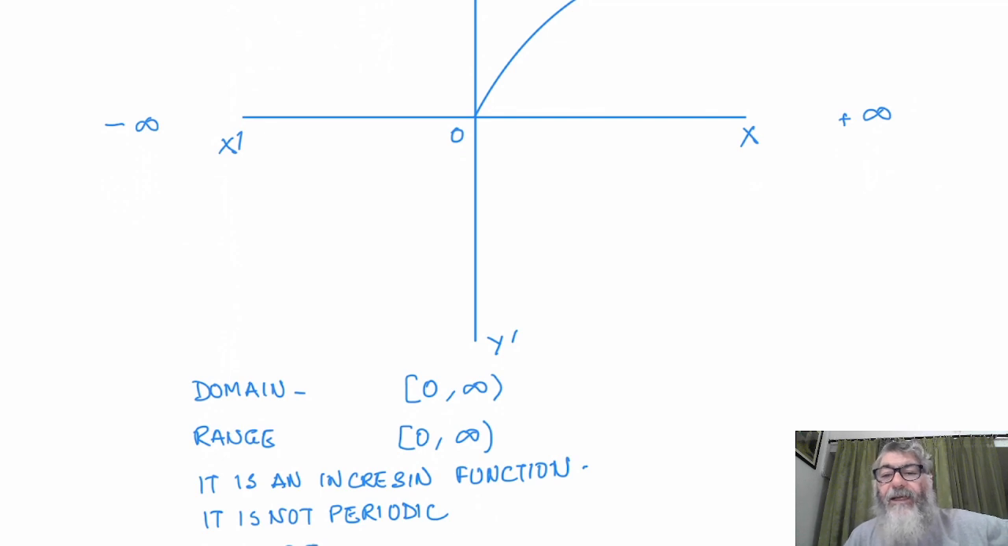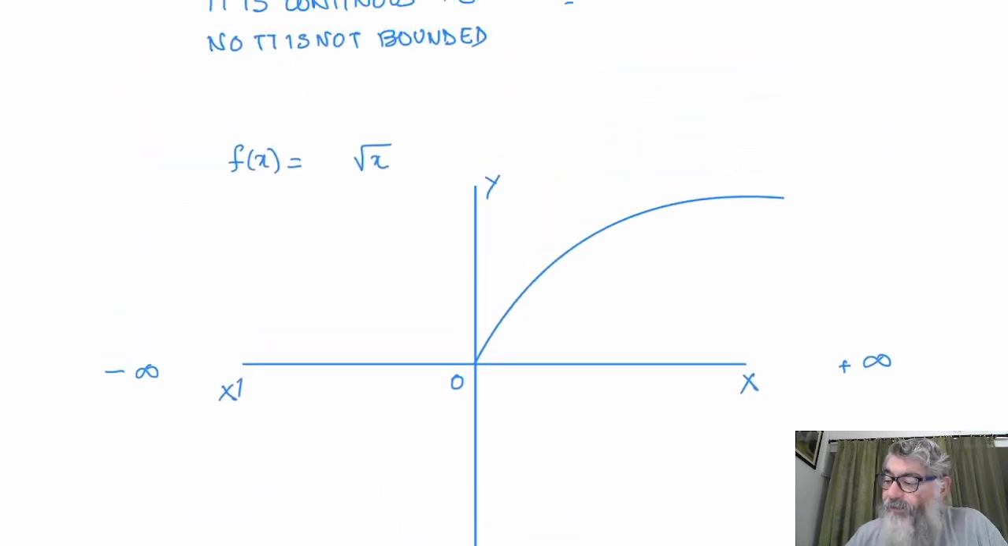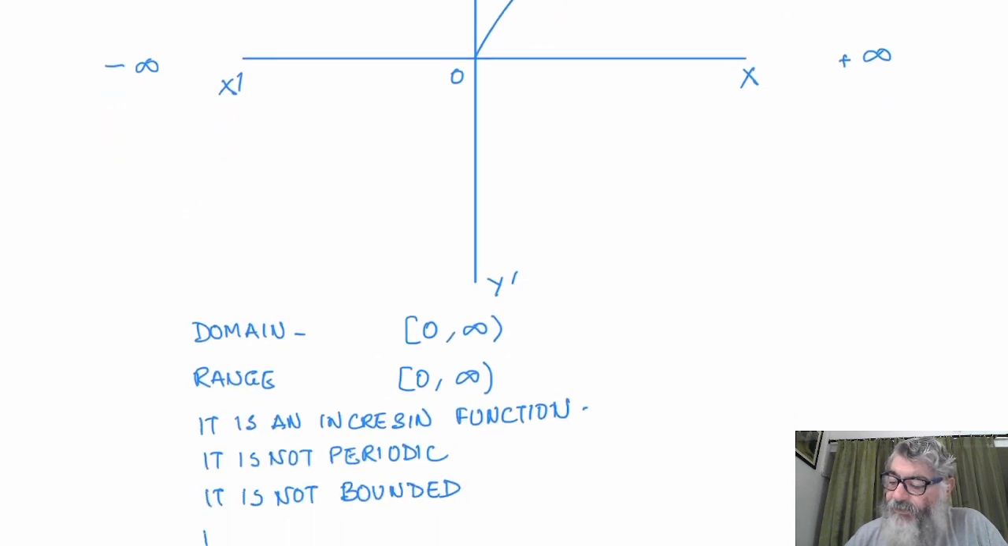Wherever in the range, as I told you in the previous example also, infinity occurs, then it cannot be bounded. It is not bounded, neither lower bound nor upper bound. It's not periodic. It is differentiable.